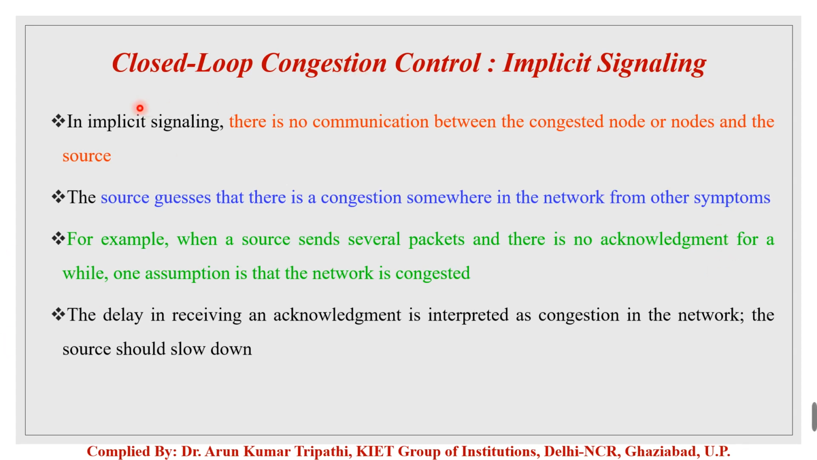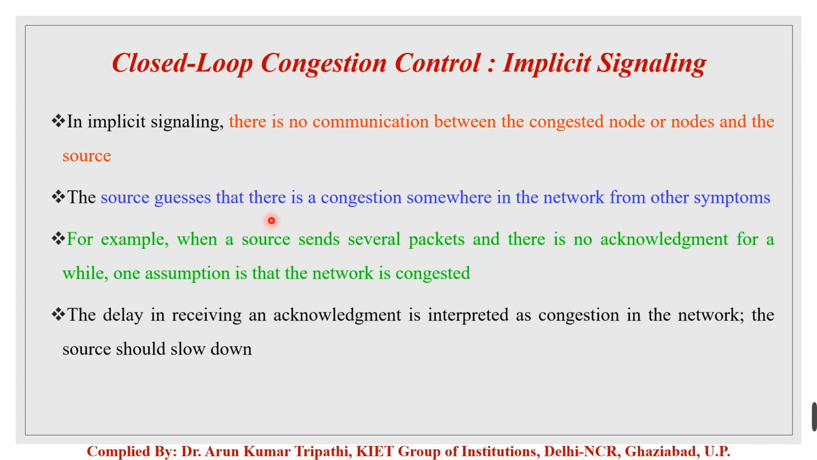In implicit signaling there is no communication between the congested node and the source node. It means if there is a node that is feeling congestion, it will not inform the sender. The sender will automatically guess there is congestion because it will not get the acknowledgement packet. It has to retransmit the packet again and again. A number of retransmissions shows that there is congestion, so this will be detected automatically by the sender.